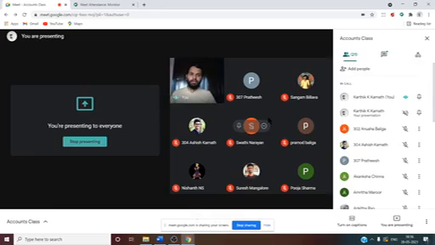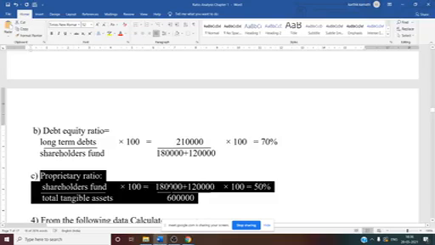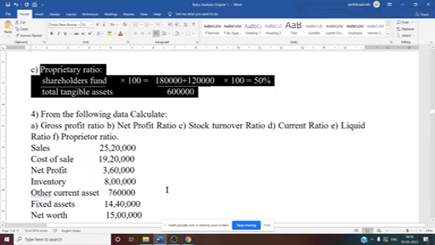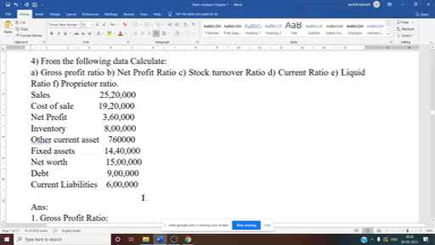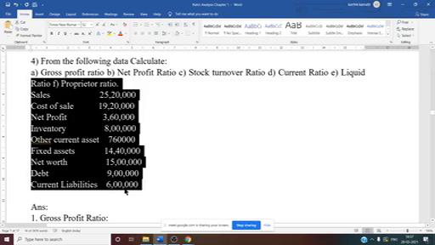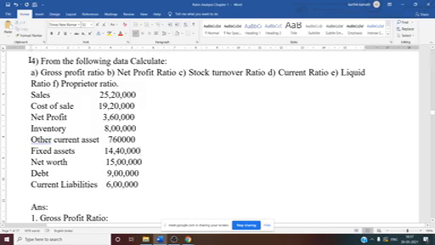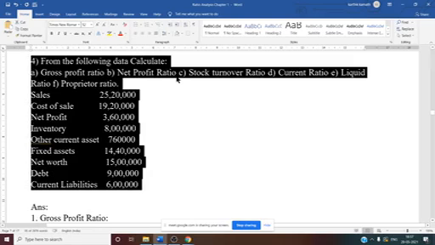Problem number 4, let us discuss the problem number 4. See this. So I have already told you this is a very small chapter because only same type of question is asked repeatedly in the examination, and you need to just remember the formulas. That's it. So it is very easy to score in this chapter. So now problem number 4, from the following, you are required to calculate all the following ratios. See this, first one is gross profit ratio you need to calculate, net profit ratio, stock turnover ratio, current ratio, liquid ratio, proprietary ratio.